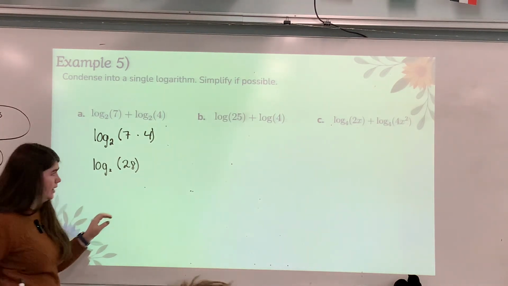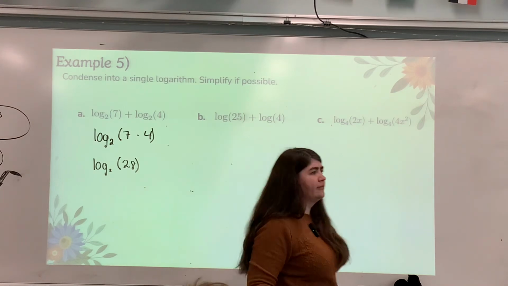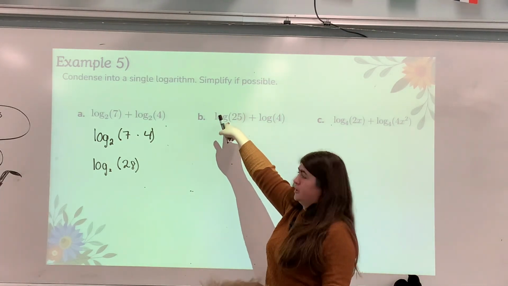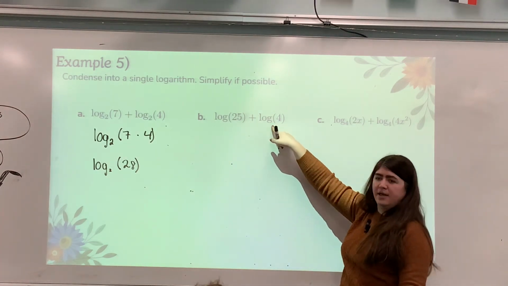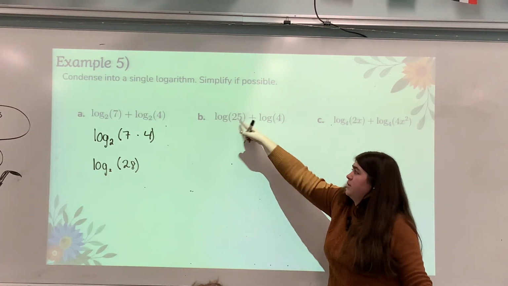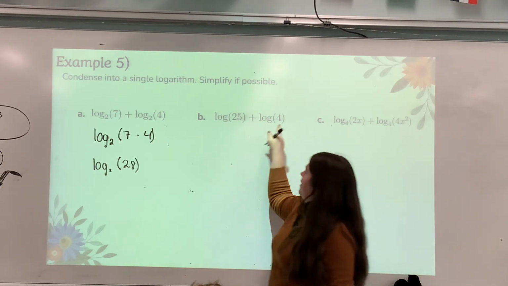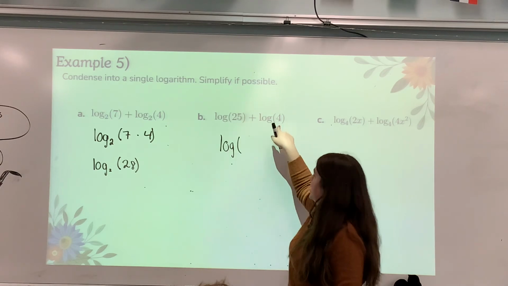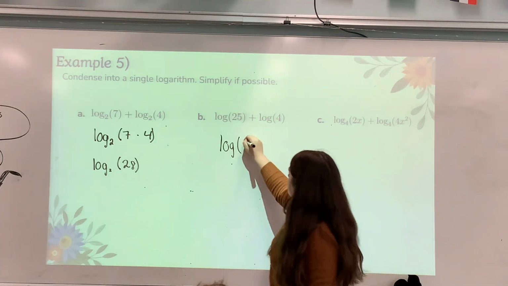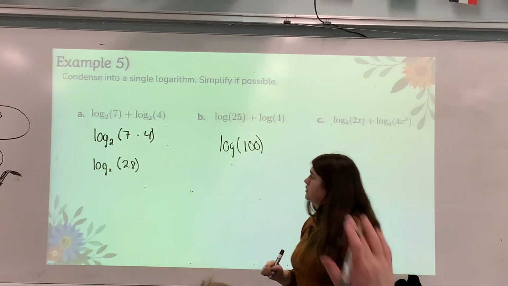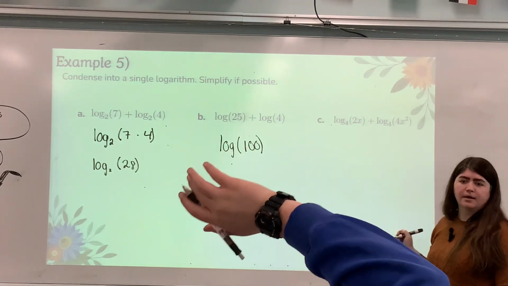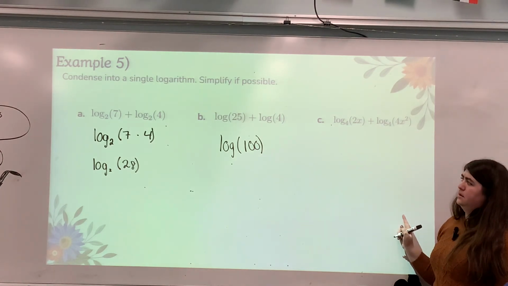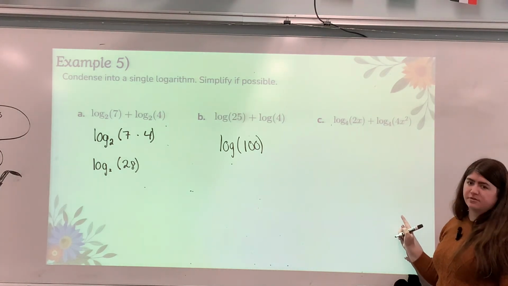Okay. So we have the next one. Log base 10, because it's a common log, plus log, again, base 10, common log. There's no base written. That's what it means. So then we have log of 25 times 4, which is equal to 100. So it's just log 100. Does that mean you can't add them together unless the base has to be the same? They have to have a common base. Yep.